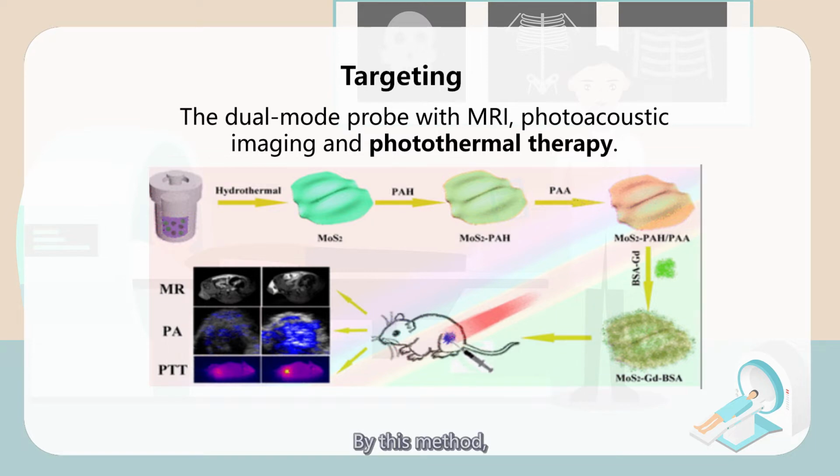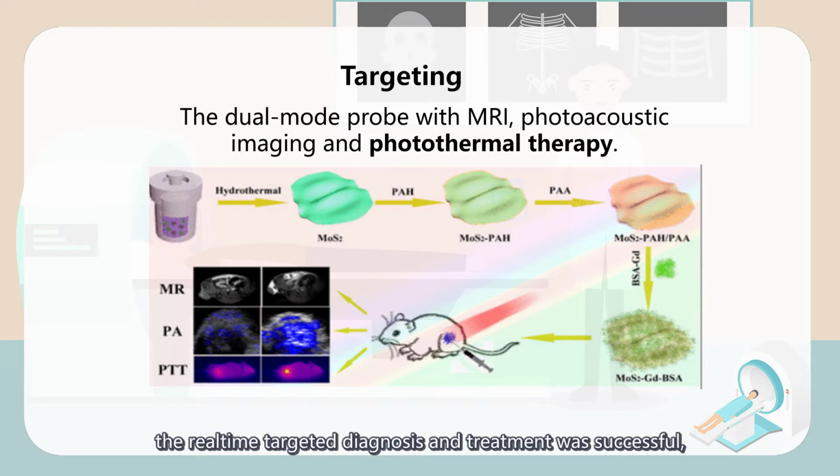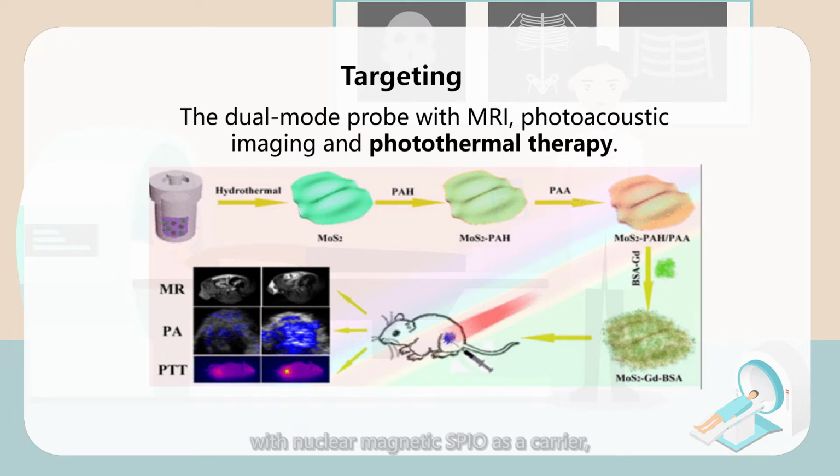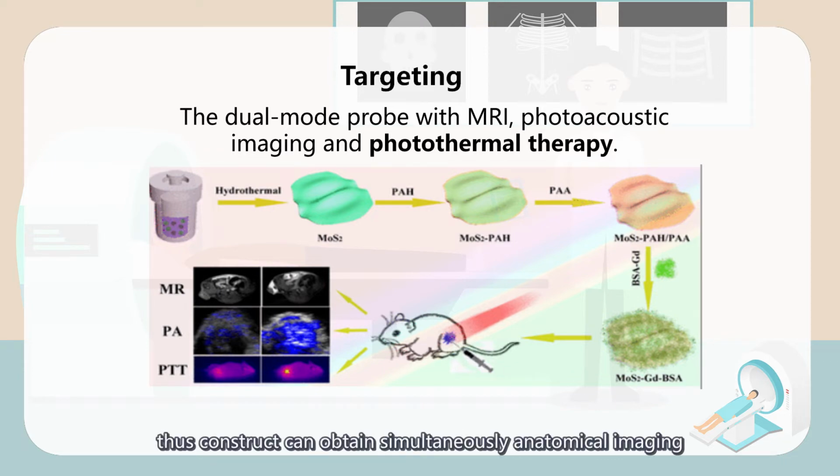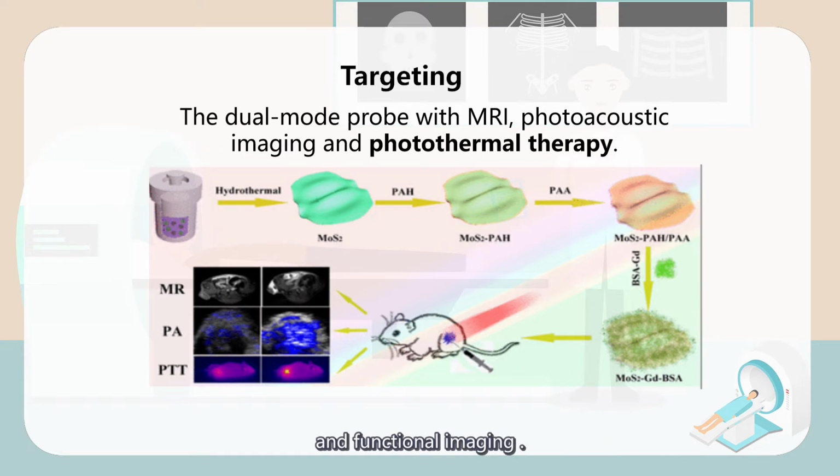Besides this method, real-time targeted diagnosis and treatment was successful, which improved the diagnosis of the tumor. This study prepared an MR and PET dual-mode probe with nuclear magnetic nanoparticles as a carrier that can obtain anatomical imaging and functional imaging simultaneously.